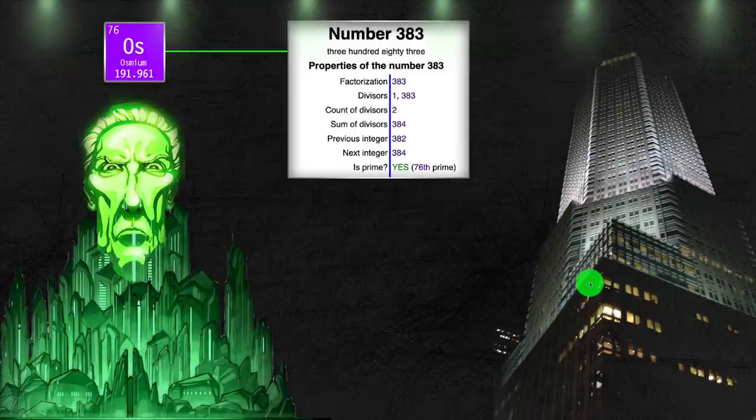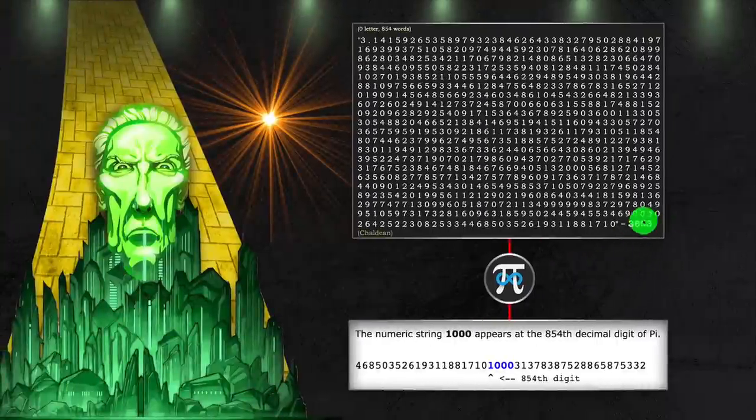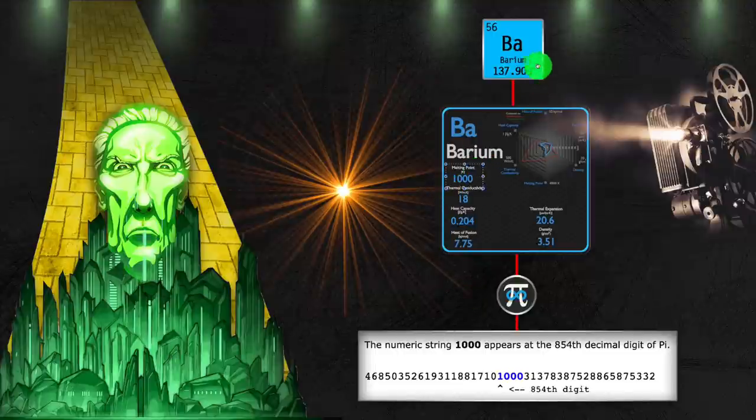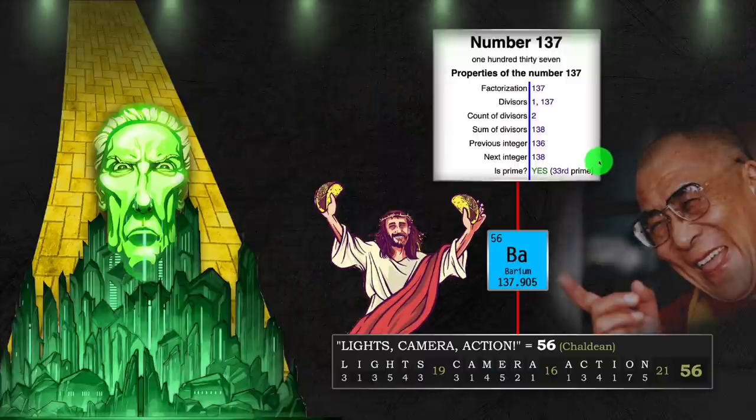Think about what I'm showing you here. 383 is the 76th prime number. And it's osmium. So we have this connection of the 383. It's right there found in the total addition of the string of pi where the 1,000 and the portal is. And that's found from the melting point of barium, which is lights, camera, action, which is tied to the 33 from the 137 being the 33rd prime number.